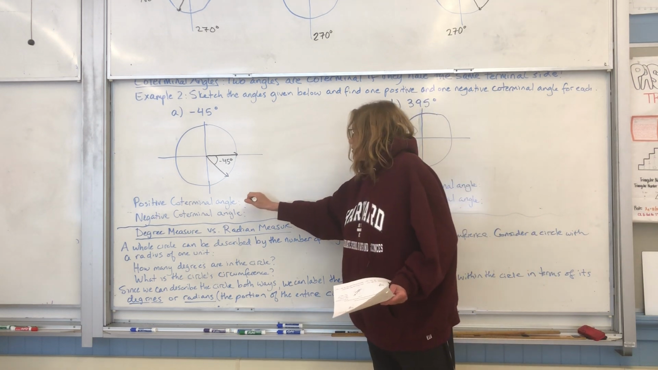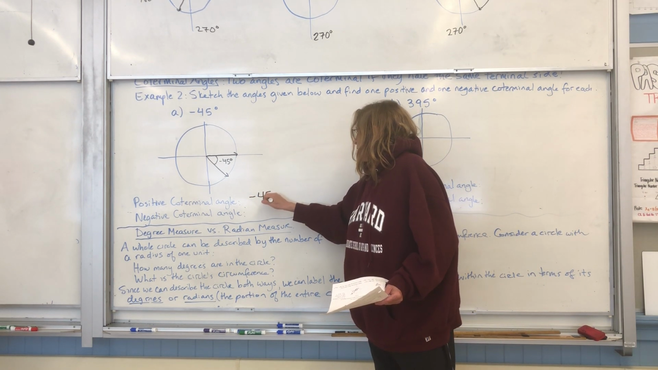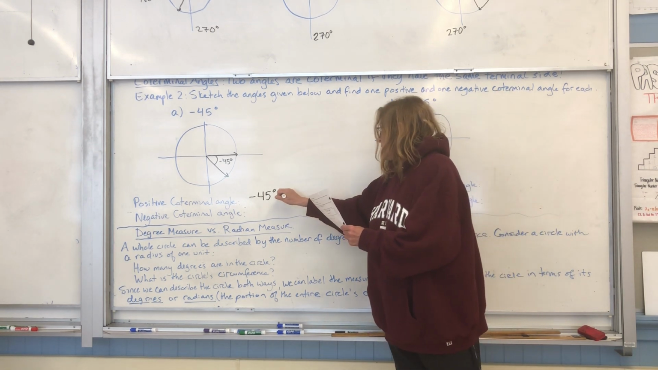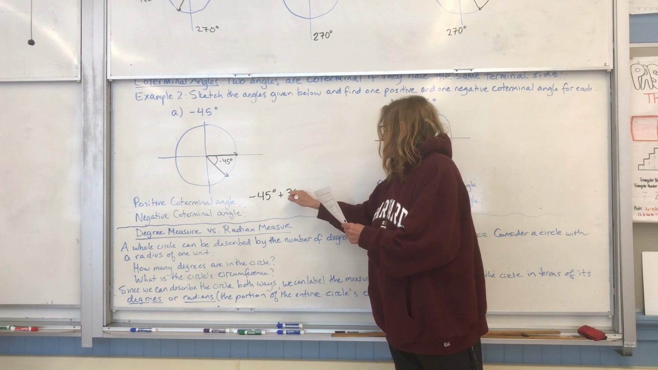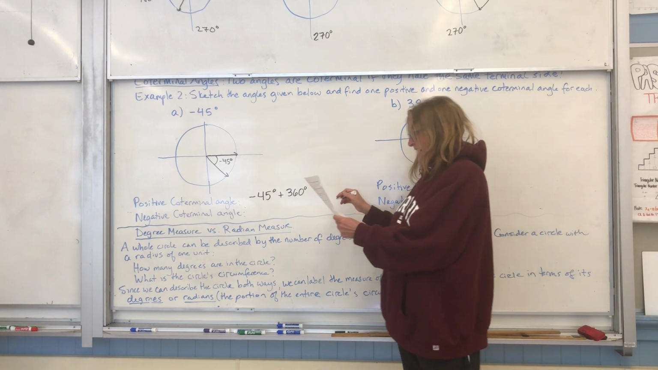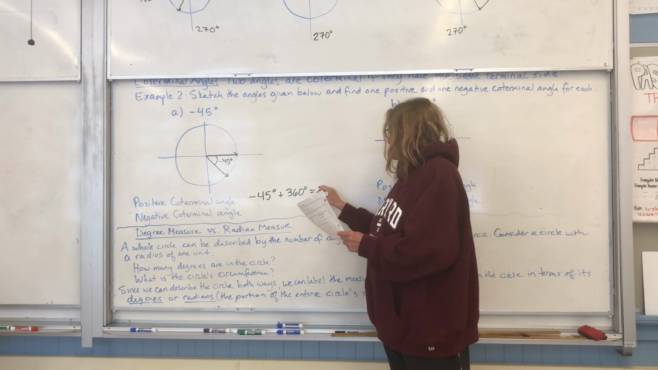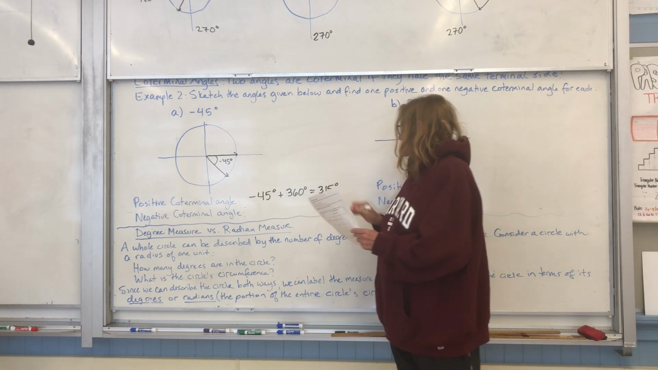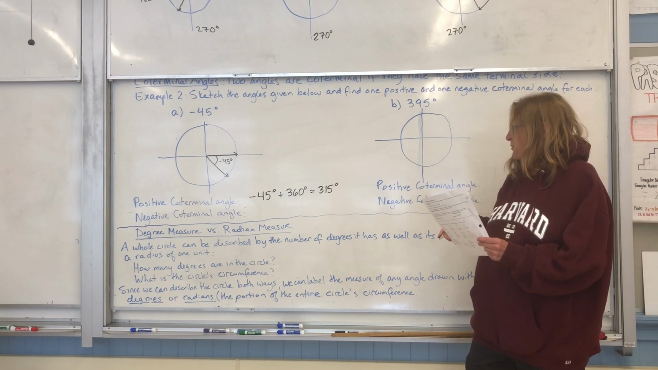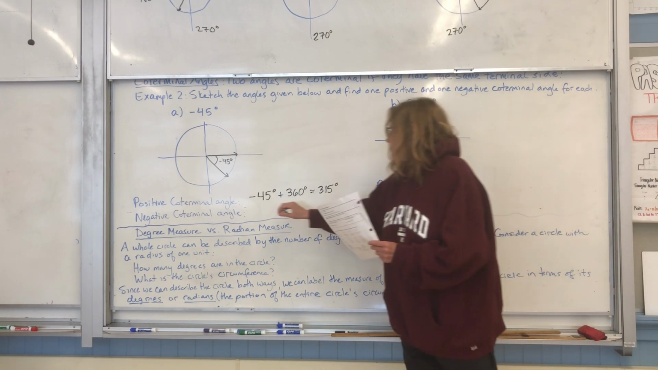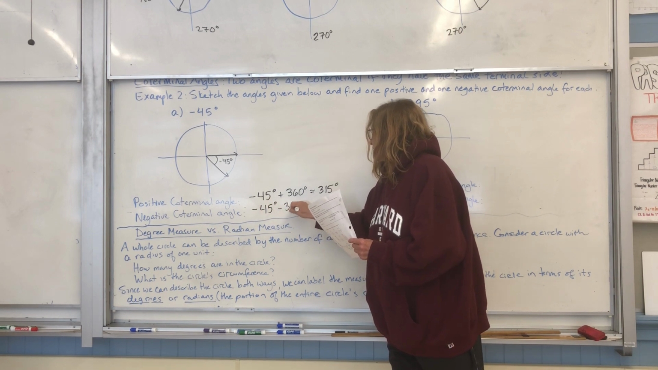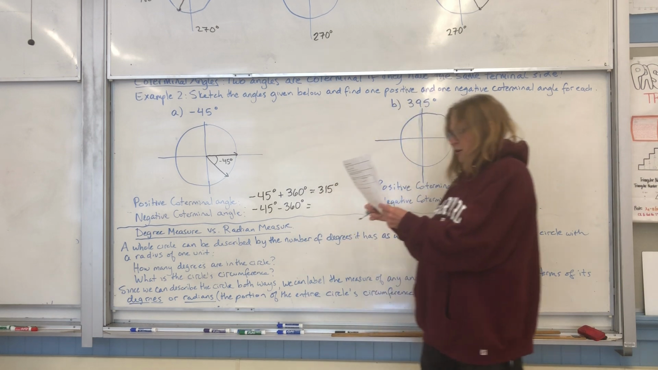So let's start with our angle, which is negative 45, right? And what if I were to spin around the circle one time? That would be another additional 360 degrees. So if I do negative 45 plus 360, I get a positive coterminal angle, which is 315. Right, so that 315 and negative 45 are coterminal. Okay, what if I want a negative coterminal angle? Well, let's subtract 360, and I get a negative coterminal angle.